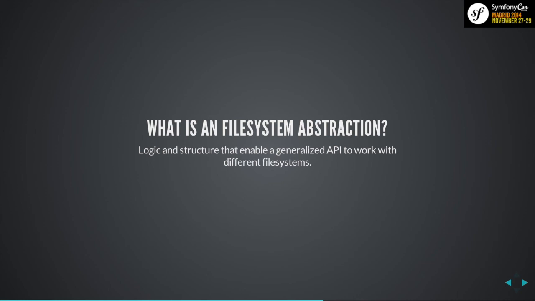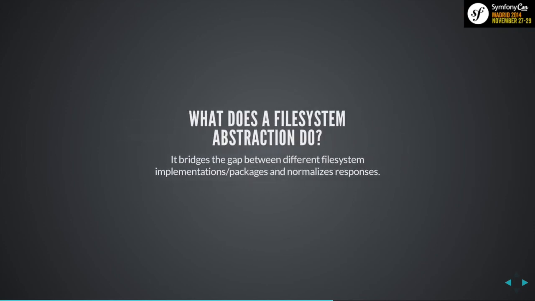So a file system abstraction, on the other end, is logic and structure that enable a generalized API to work with different file systems. So what does a file system abstraction do? In theory, it's just the adapter pattern.